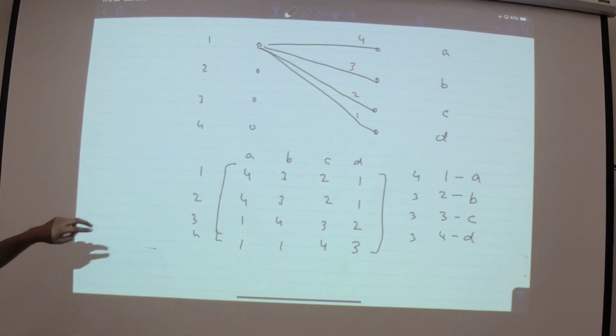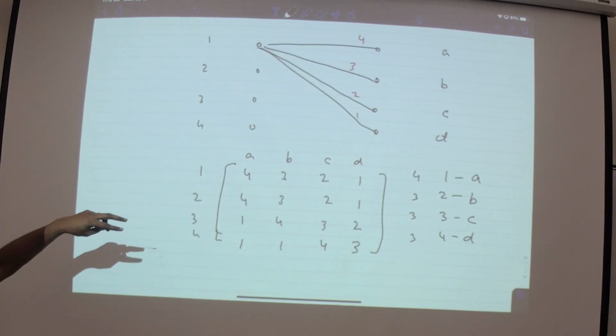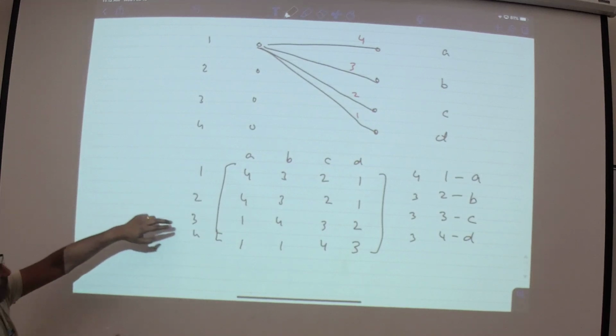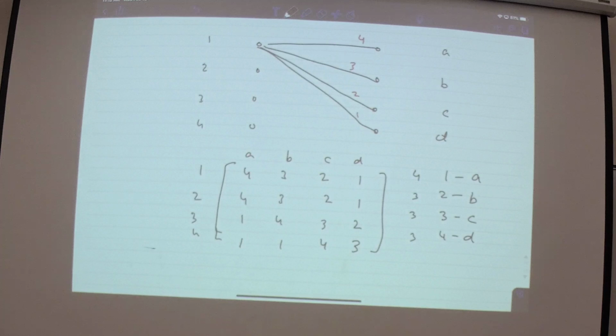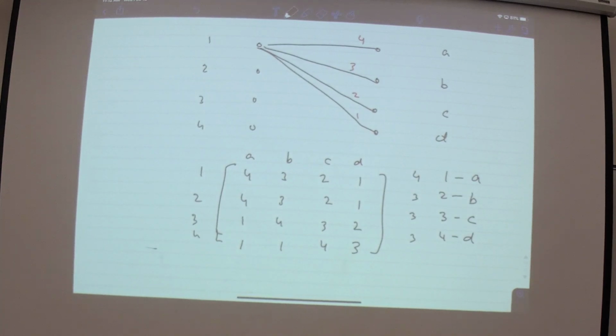Now we have to check 2, 4. 2, 4, right? Okay, so 2 and 4. So that's B and D. You swap them, you get 1 and 1. That's terrible. So I claim this is locally optimal. This is what will happen after you finish the local search procedure.